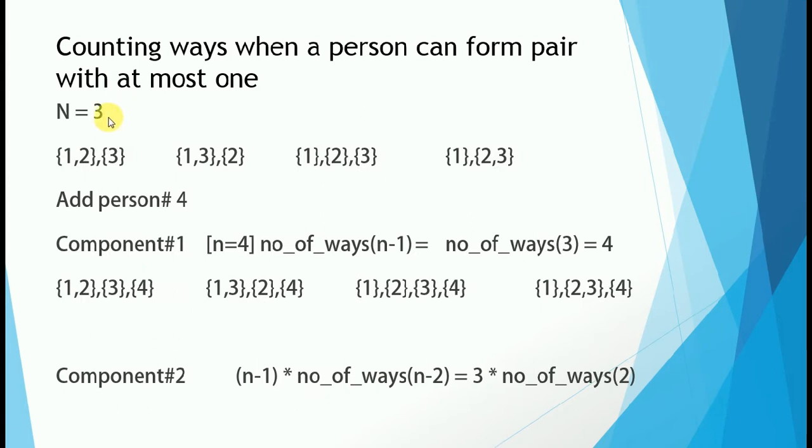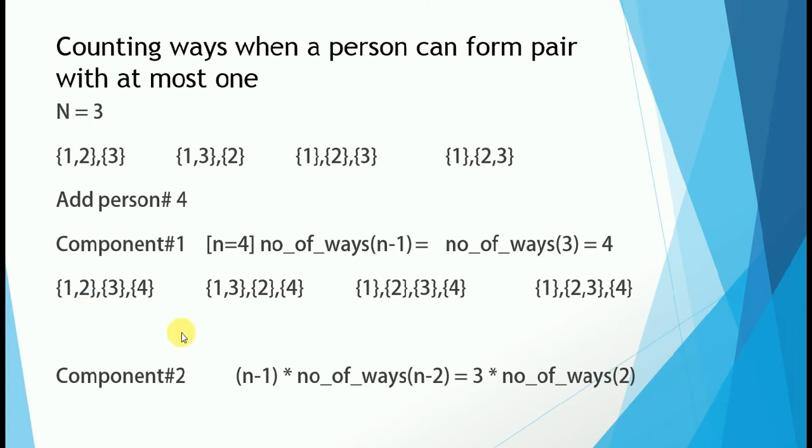Check here. We have all the 4 arrangements when n is equal to 3. Let me add person number 4 to this arrangement now so that you can understand it more clearly. So let's analyze the first component, number of ways for n minus 1. When I substitute 4 in place of n, the component becomes number of ways for 3. And you can see that number of ways for 3 is equivalent to 4. We saw it in the last slide and you can see here there are 4 arrangements. There are 4 ways. And you will get them all when you add 4 as a single person to all the arrangements. Right? Note that we are working on the first component and adding 4 as a single person to each of these arrangements. I'm sure this component is clear to you now.